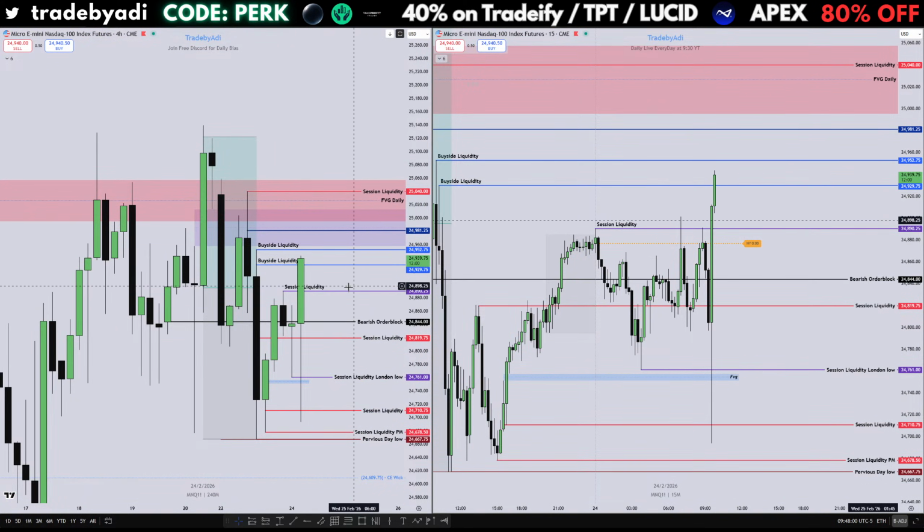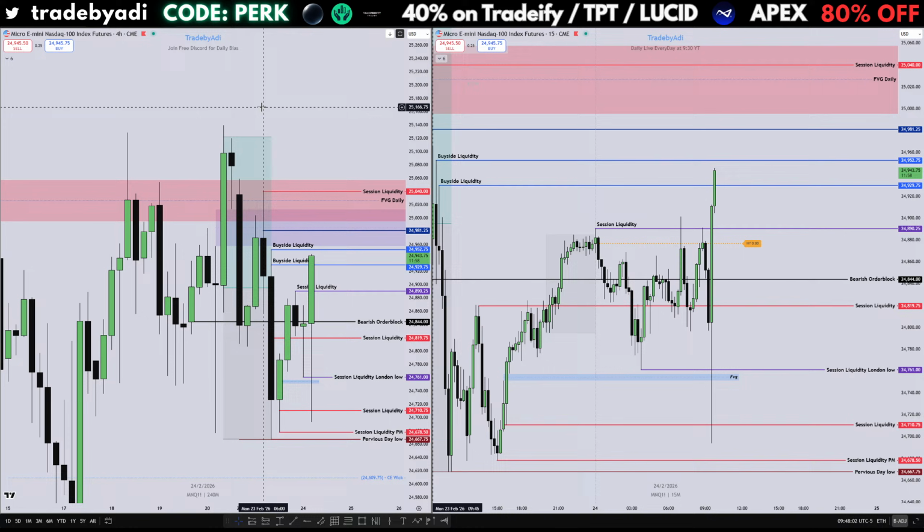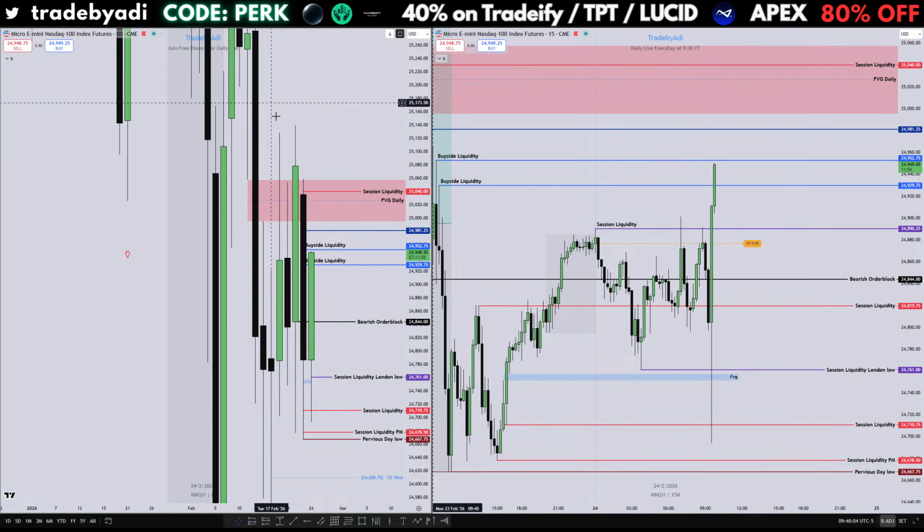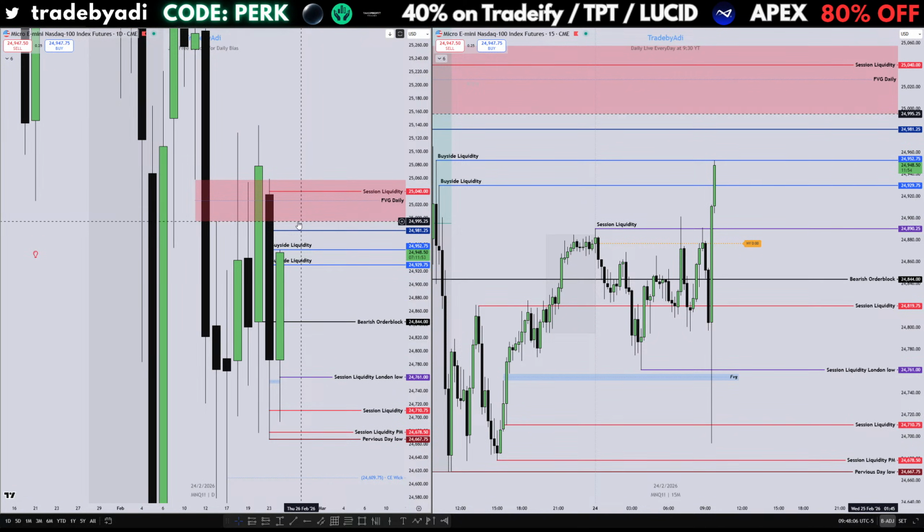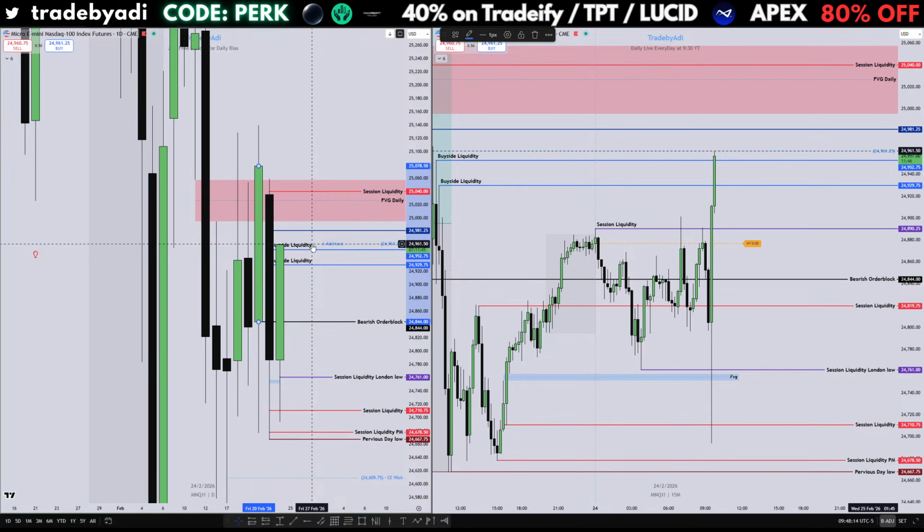And we are going to tap this daily FVG again, this gap, this high, this gap high. And order block C can also be tapped.